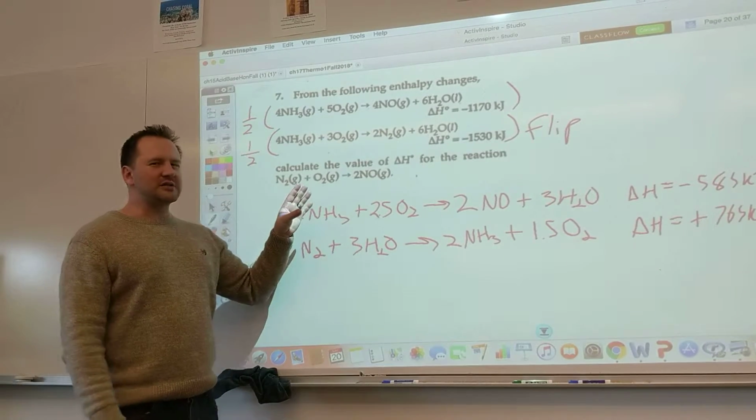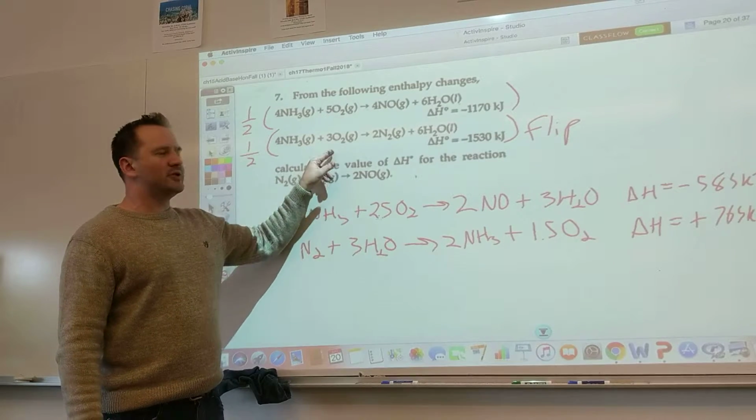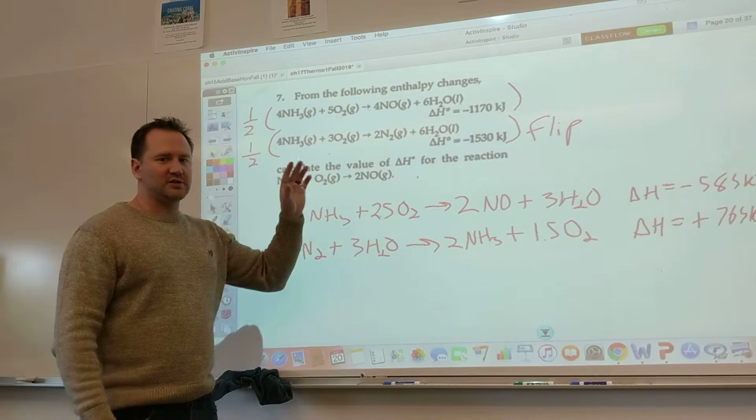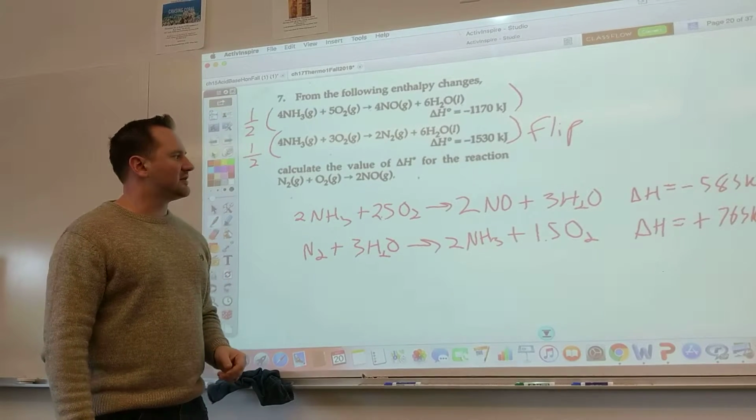Now, you might be thinking, yeah, but what about oxygen? Well, the thing about oxygen in this case is that it appears in both of these. So why don't we look at the ones that only appear once in each case and see if the oxygen shakes itself out? Hopefully it does.